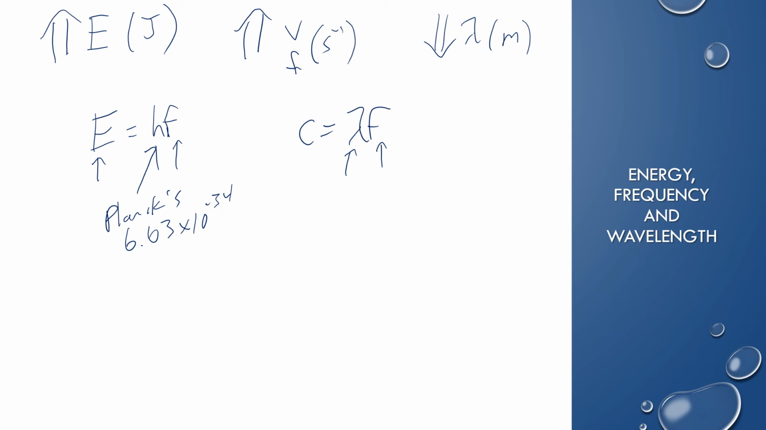And the value for c is the speed of light, which is 3 times 10 to the 8th meters per second. So you can convert between energy, frequency, and wavelength using these two equations in the data booklet, and they give you the constants as well.